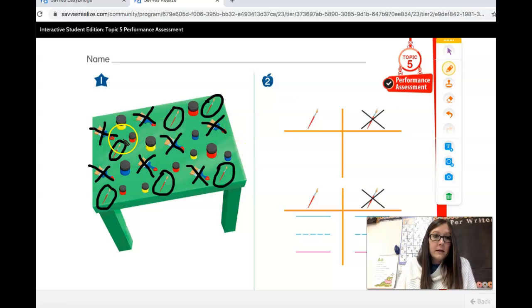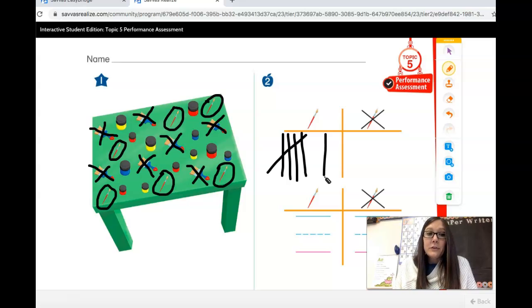All right, little, tally, little, tally, little, tally, little, tally, little, tally, little, tally. Very good. All right, now let's do the not little.